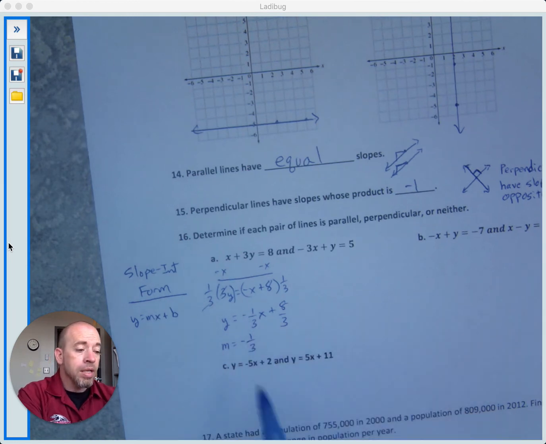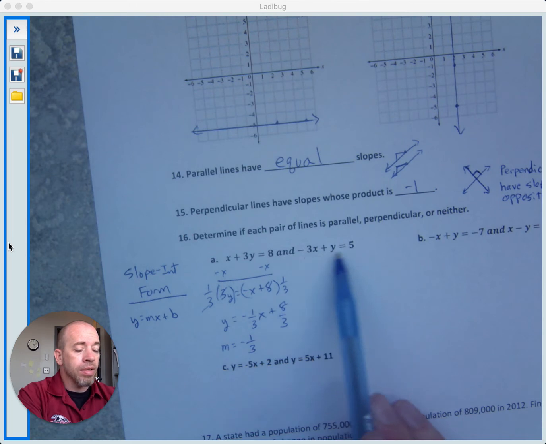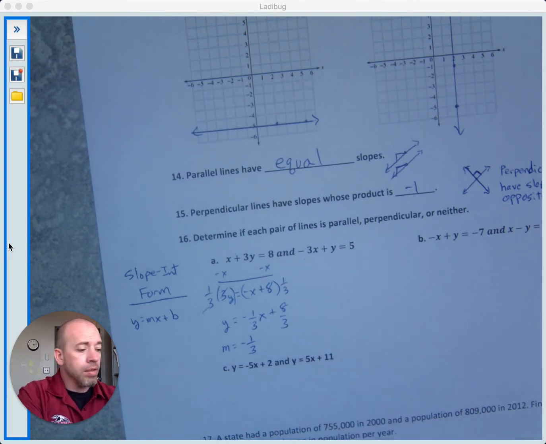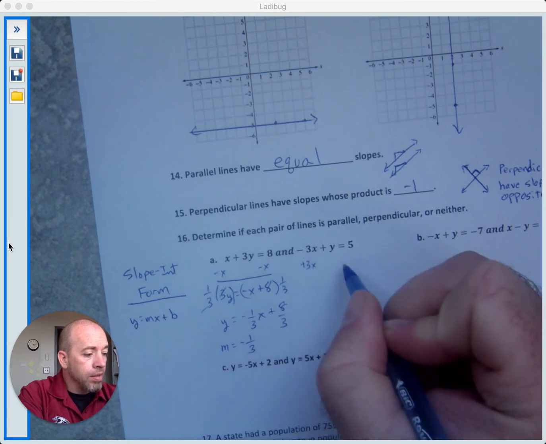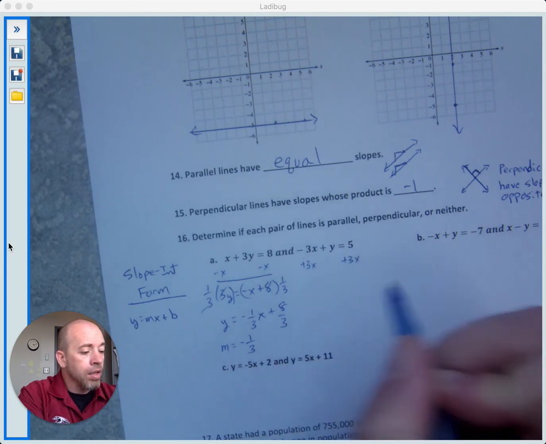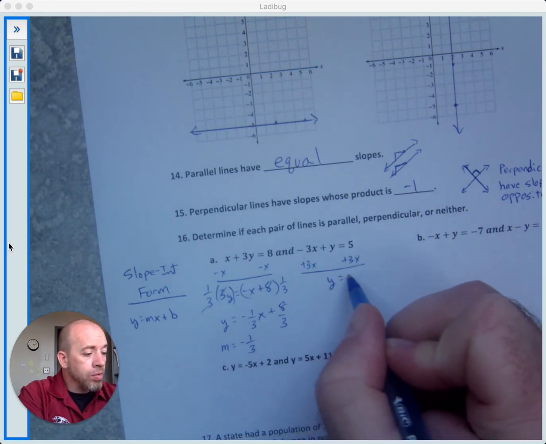And that's what we're going to need to answer this question, really. Now we've got to look at the other line. Again, I'll get all the y's together. Here I'm going to add 3x to both sides to get my y by itself. So y is equal to 3x plus 5.